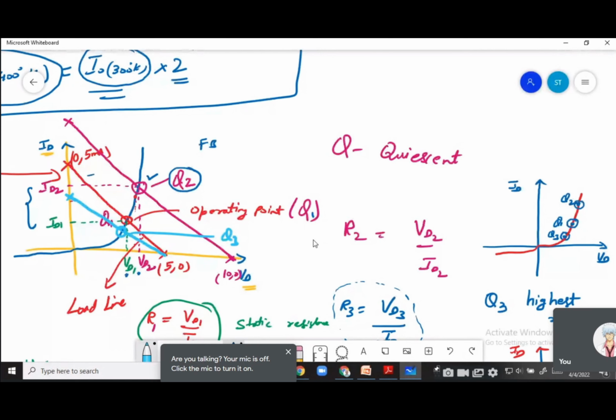Okay, that's why you get a smaller resistance when you move along the increasing currents.